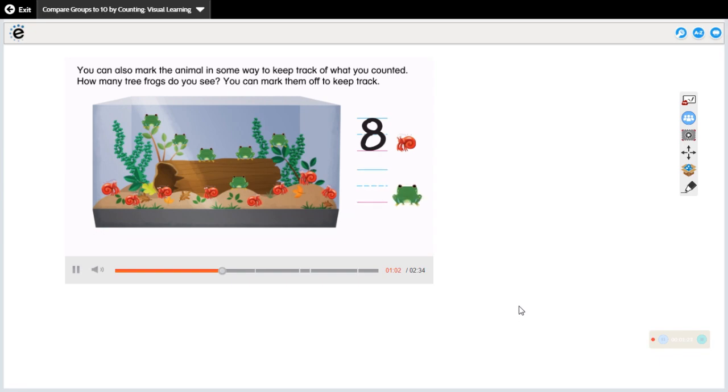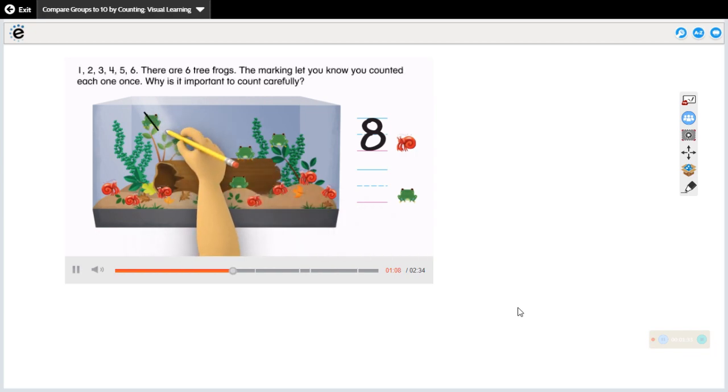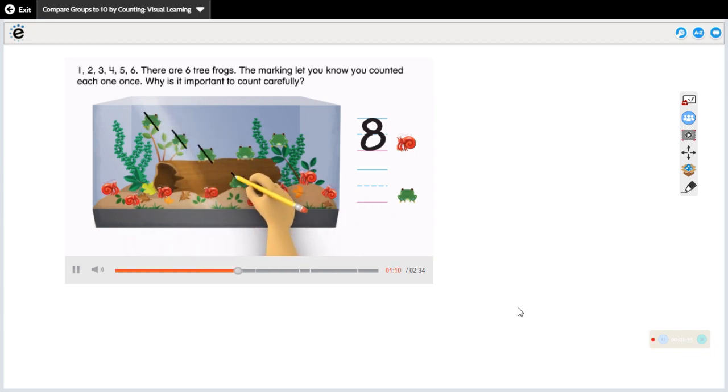How many tree frogs do you see? You can mark them off to keep track. 1, 2, 3, 4, 5, 6. There are 6 tree frogs. The marking let you know you counted each one once. Why is it important to count carefully?